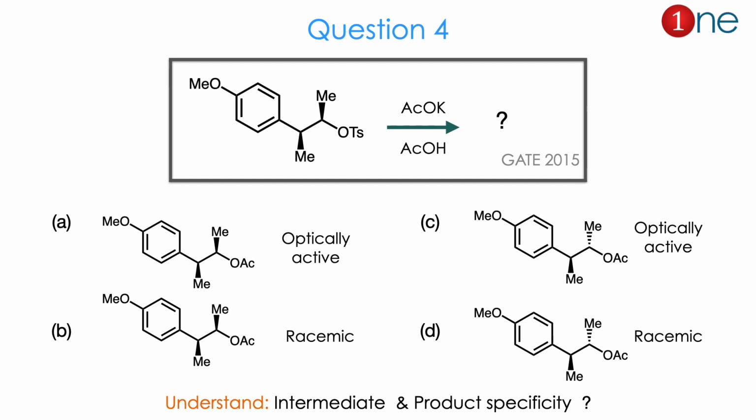So the question is really about what intermediate is forming and how it dictates the specificity of product formation. From the reactant to product, you might guess the question is all about intermediate formation and the product specificity, how the intermediate dictates the product. The answer is B. Let us see how.